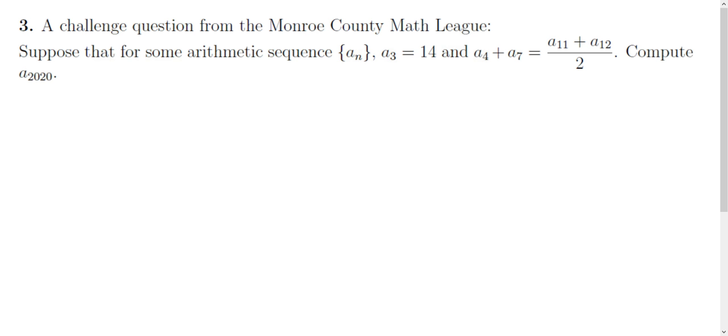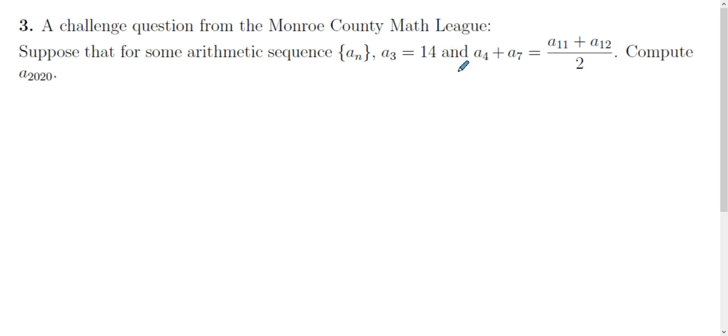There's some arithmetic sequence. The third term is 14. The sum of the fourth and seventh is the average of the sum of the 11th and 12th. And we're supposed to compute the 2020th term. So guess when this question was given. So let's see about this.